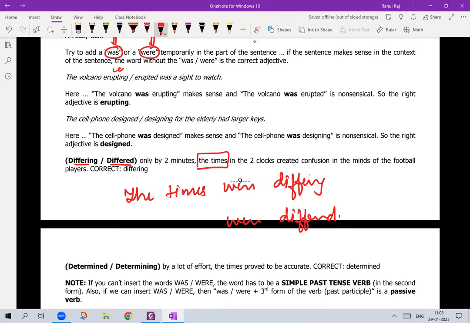Think. The times deferred. What do you mean by times were deferred? Times were differing. This is perfectly making a whole lot of sense. And again, understand: the times in 2 o'clock created confusion in the mind of the football player. Now, football is a game of 1.5 hours. Every second is very important. Imagine this is a goal post and there is a clock over here which shows 10:10. Imagine this is a goal post and there is a clock over here which shows 10:05.